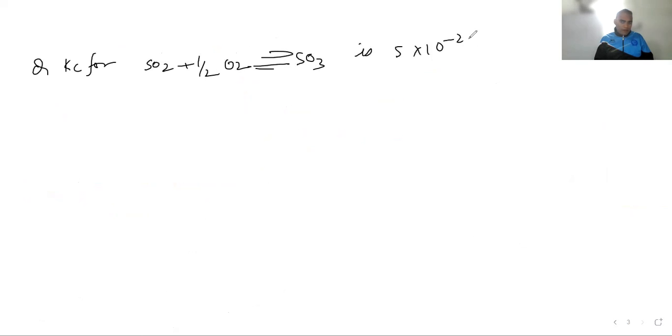What is the question? The equilibrium constant Kp for the reaction SO2 plus half O2 giving SO3 is 5 into 10 power minus 2 atm. This is Kp. Then they are saying calculate the equilibrium constant.